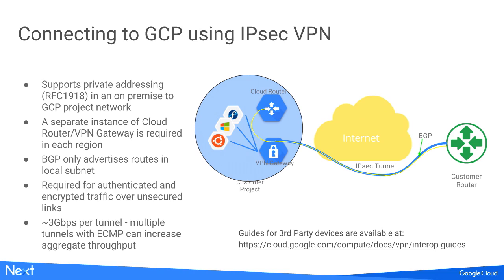What it does is it lets you take your RFC 1918 space, your private address space, and extend it to cloud. And we do that with a couple of entities here. There's a Cloud Router and a VPN gateway. The VPN gateway, of course, terminates your IPsec sessions, and the Cloud Router gives you the BGP reachability of everything in your cloud.